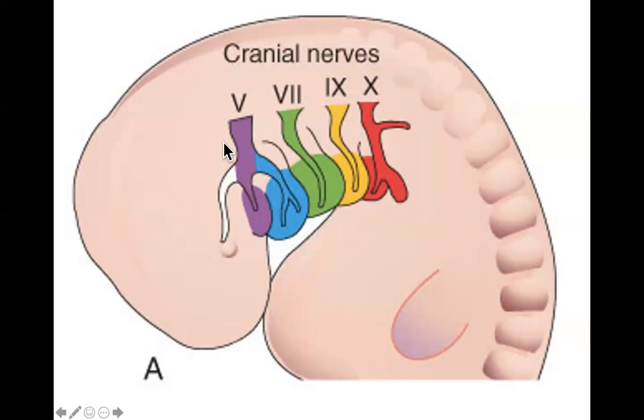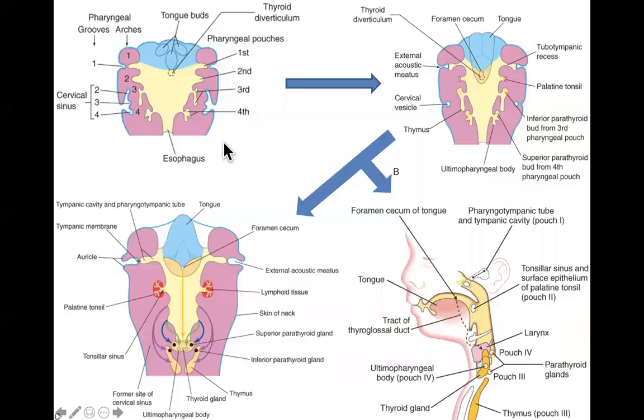Okay, anyway, so we're going to move on and talk more about these grooves and these pouches. There's some pretty cool stuff going on with the pouches. The grooves are a lot less exciting. There's not a whole lot that goes on with the grooves. For a little while, the second, third, and fourth grooves form this structure called the cervical sinus. They invaginate in a little bit, but this disappears as the neck develops. It fills in, it disappears. By the time you're down here, it's gone.